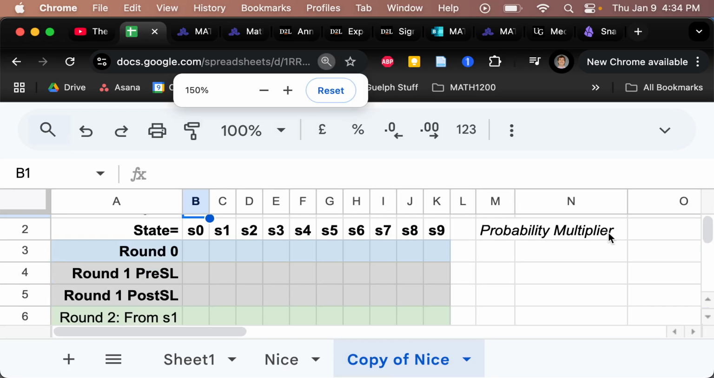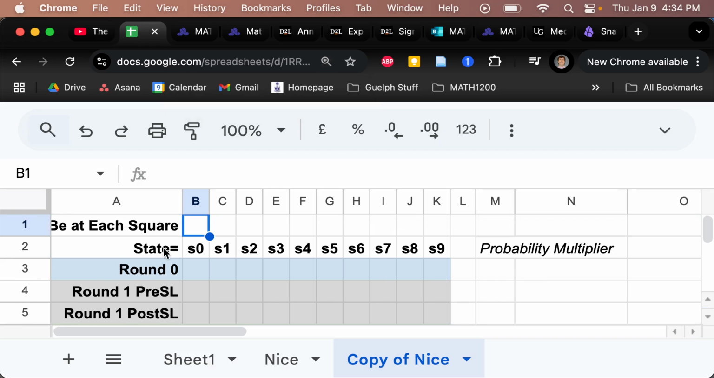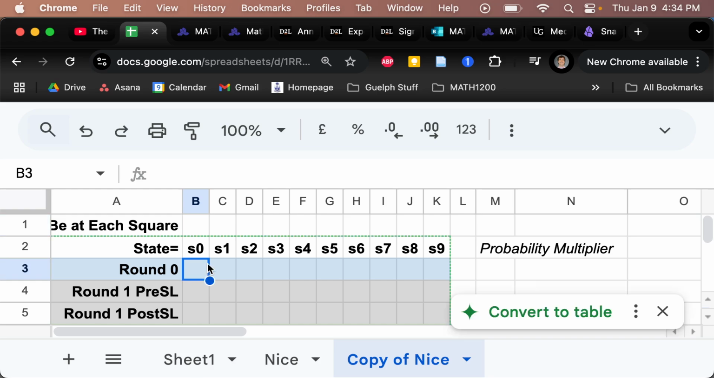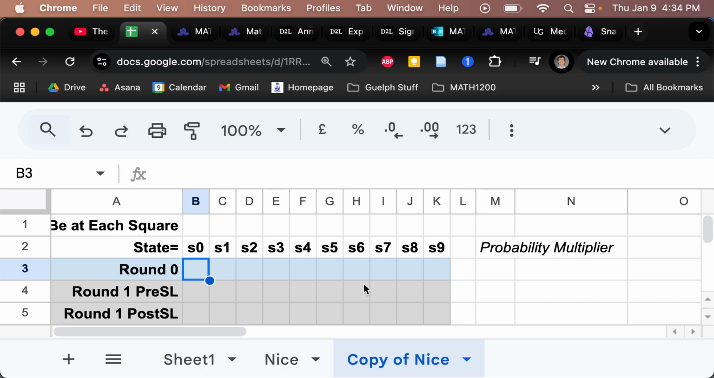Thanks. Okay. So here's what I have in my spreadsheet, and we're going to fill it in one row at a time. The rows are labeled round 0, round 1, round 2, round 3. Our question is to find the probability of being at a certain square at round 3. The columns are square 0, square 1, square 2, all the way up to square 9. We're just going to write down the number of ways to get to each of the squares in each of the rounds. This is exactly solving what I called the new problem.